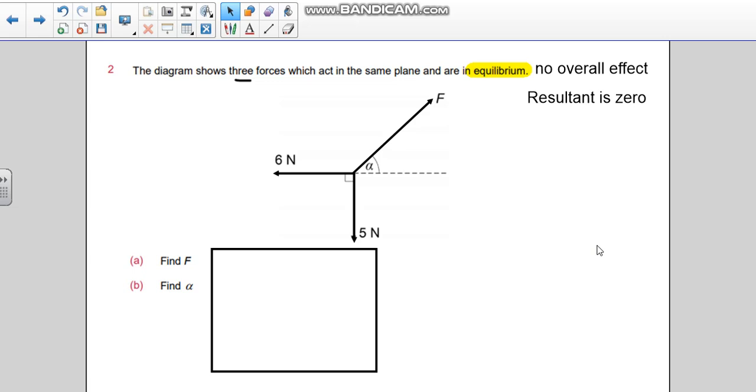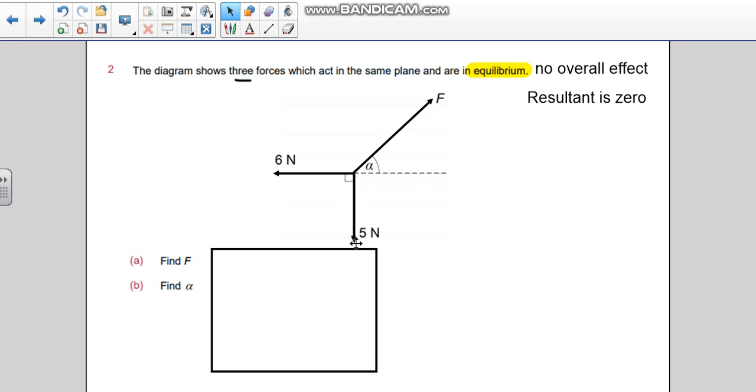So this question again was on the teacher guidance for the AQA, so I thought it was worth having another look at. What we've got here are three forces which act in the same plane. So we're not looking in 3 dimensions, we're just looking at 2 dimensions, and they are in equilibrium. The key word there is equilibrium, and if things are in equilibrium there is no overall effect. So the resultant is 0, or another way of thinking about it is you end up back where you were.